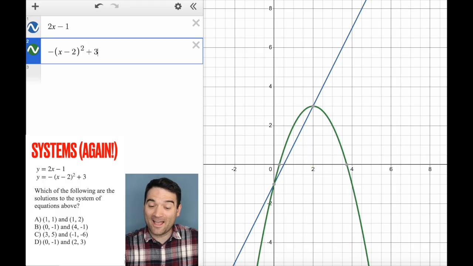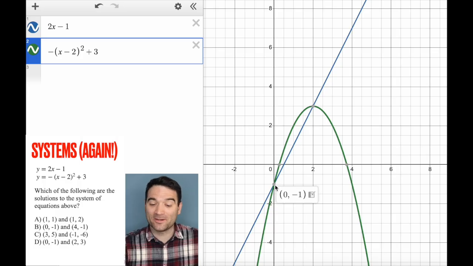Well, I have my intersection points, right? One intersection point is 0, negative 1. The other intersection point is 2, 3. Those are my two answers.